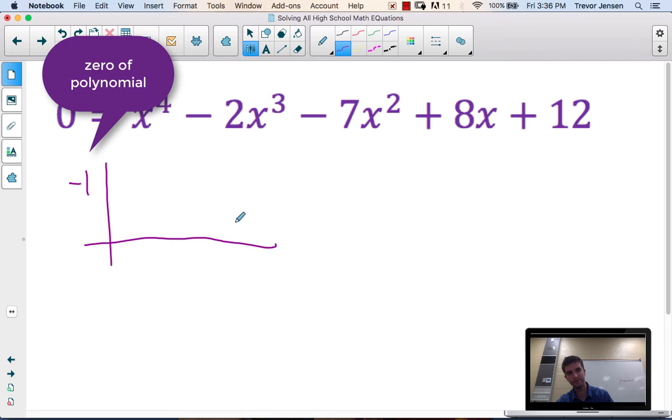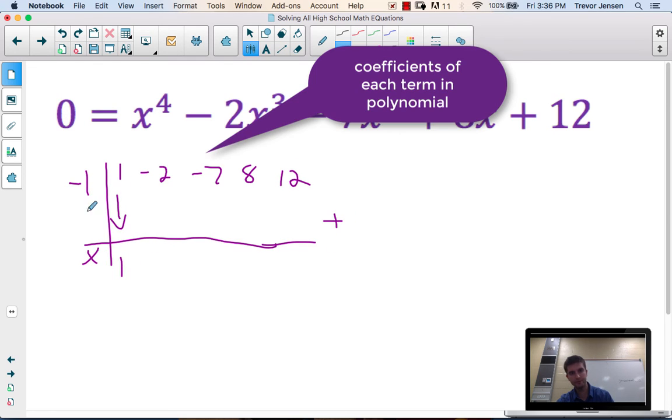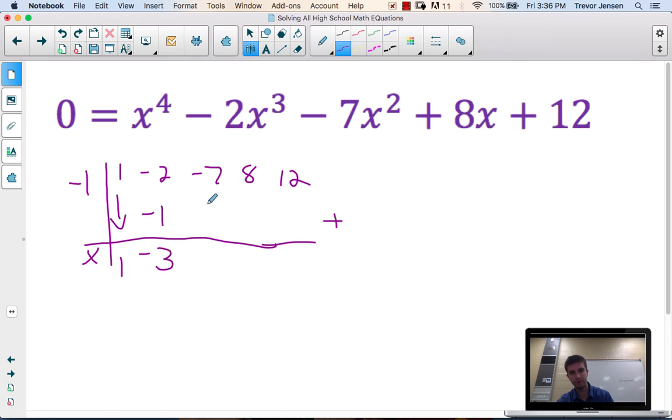So we'll divide it by negative 1 by doing synthetic. I'll put the 0, negative 1 there, and then I'll put the coefficients, 1, negative 2, negative 7, 8, 12 there. And I bring down the first term 1, multiply negative 1 times 1 is negative 1, add those, negative 3, multiply to get 3, add those, negative 4, multiply to get 4, 12, negative 12, 0. There's my remainder 0, so that means x plus 1 divides evenly into this function. Here is constant term, degree 1 term, degree 2 term, degree 3 term.